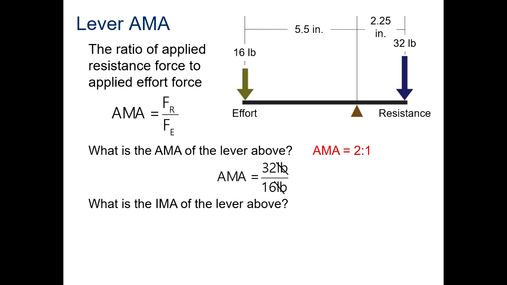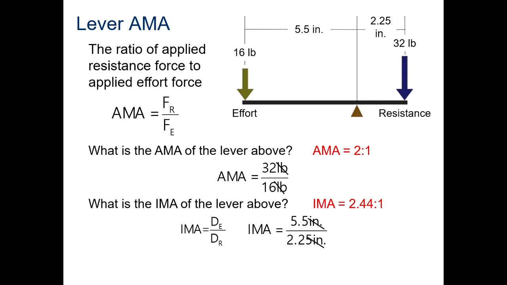Okay, the IMA. Now in this one we're just looking at the distances. So we've got the 5.5 effort divided by 2.25, and we get 2.44 to 1.